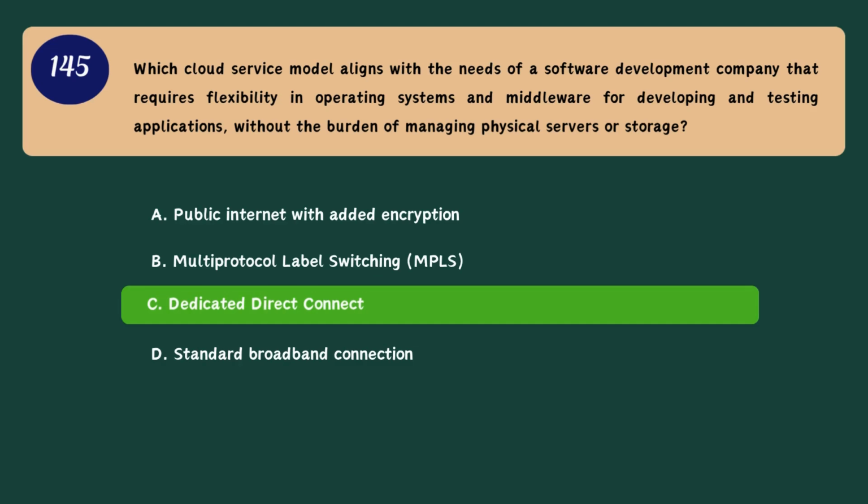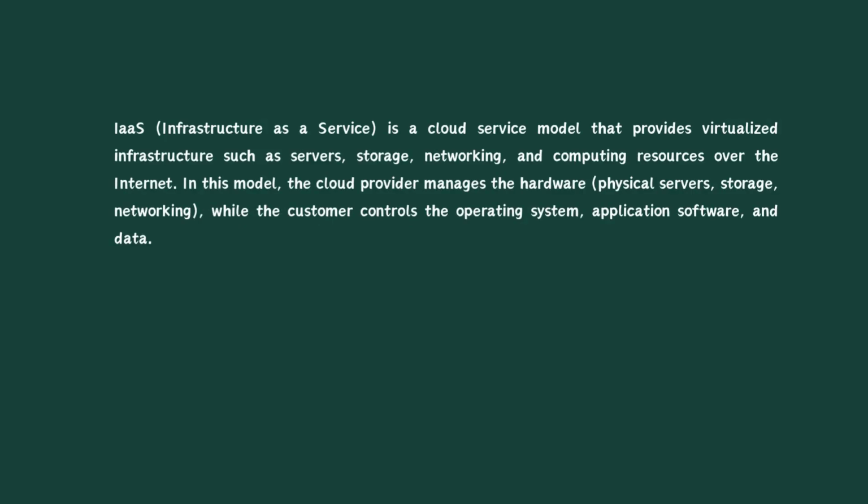Correct answer. C. Dedicated direct connect. IaaS, Infrastructure as a Service, is a cloud service model that provides virtualized infrastructure such as servers, storage, networking, and computing resources over the Internet. In this model, the cloud provider manages the hardware, physical servers, storage, networking, while the customer controls the operating system, application software, and data.